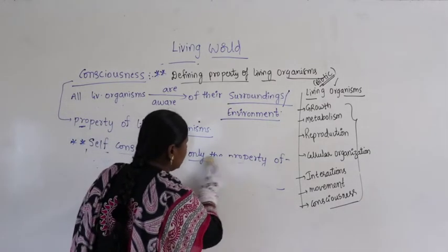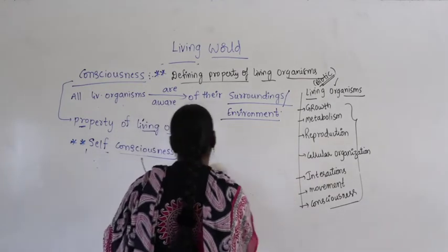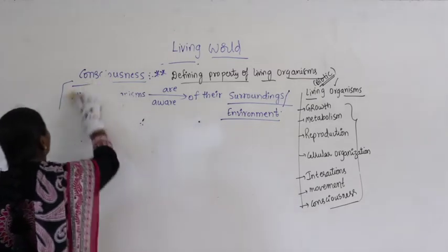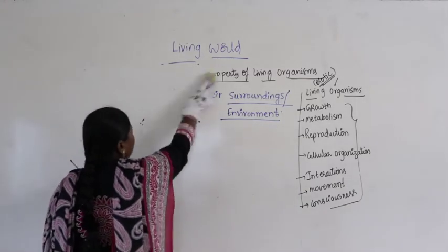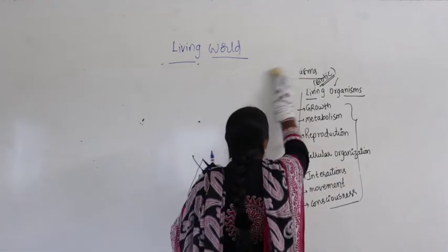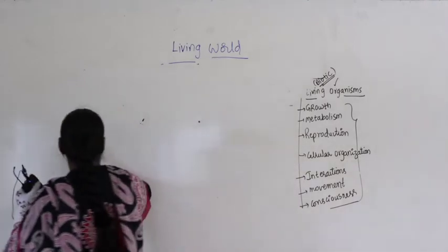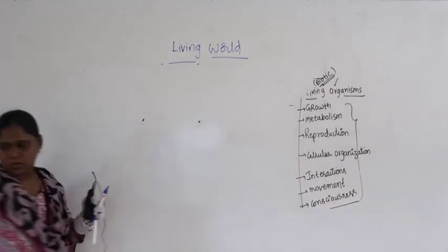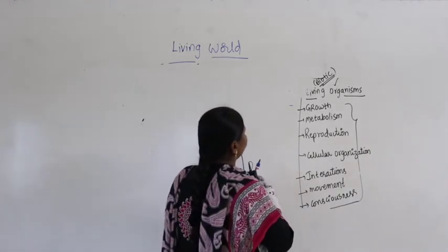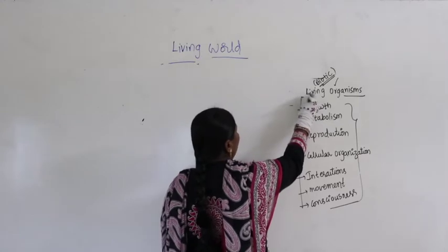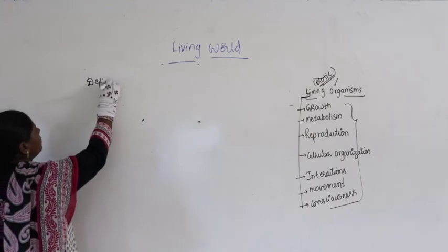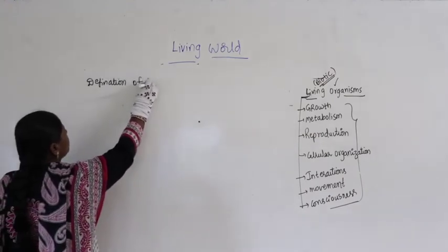So, with all parameters, we try to define a living organism now. Okay. So, now finally let us come back to the definition of the living organism. How do we define a living organism? So, let us come to a definition of living organism.